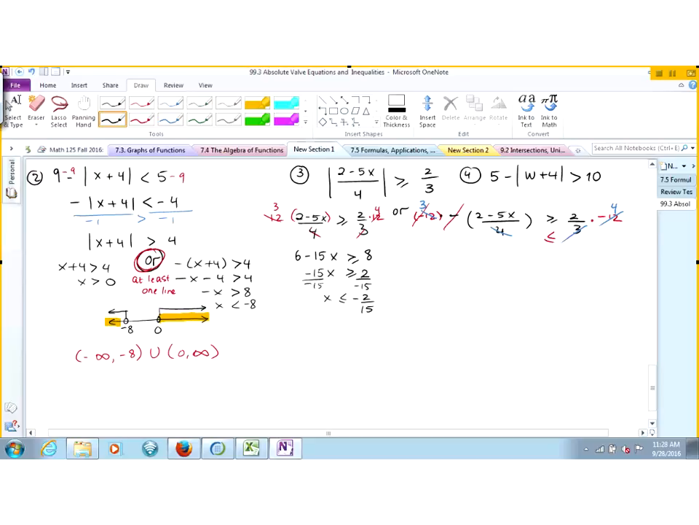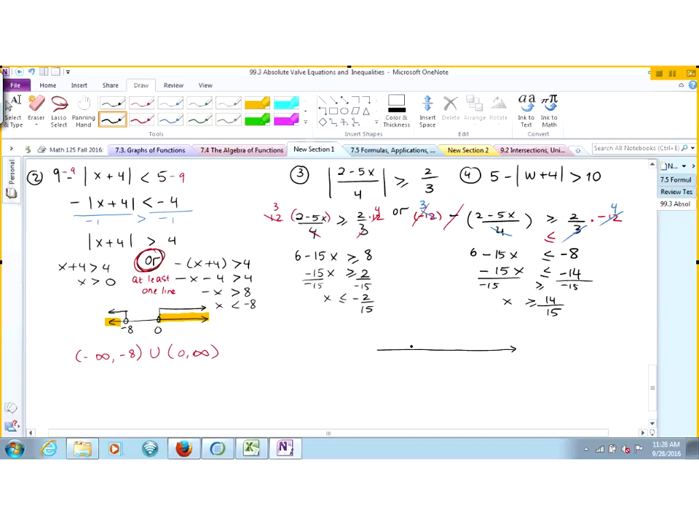This negative cancels, right? So what am I left with on the left? 6 minus 15x less than or equal to, that's it. And then you just continue. So negative 15x is less than or equal to negative 14. And then divide both sides by negative 15. X is greater than or equal to, yes.